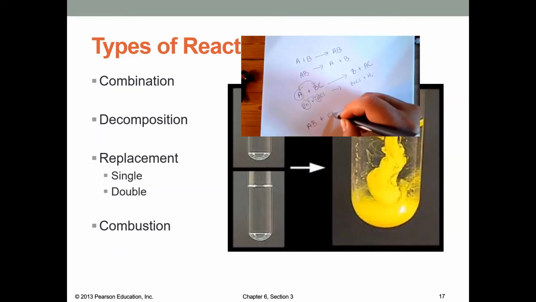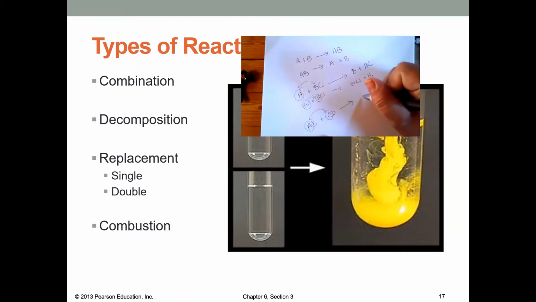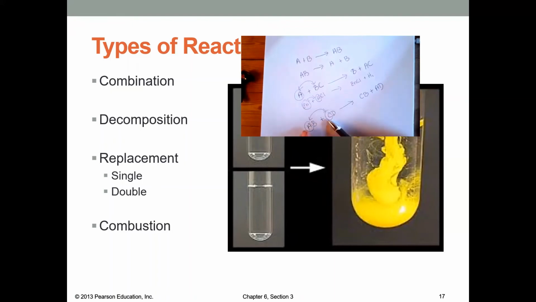These ones are fun. So in this case, it's the two positive ions that are completely going to switch. So A and C, the two positive ions, the ones that come first, the metals, are going to switch places. So what you're left with is CB plus AD. Okay. That's a double replacement, when two things are switching places. Because I have two, double replacement.